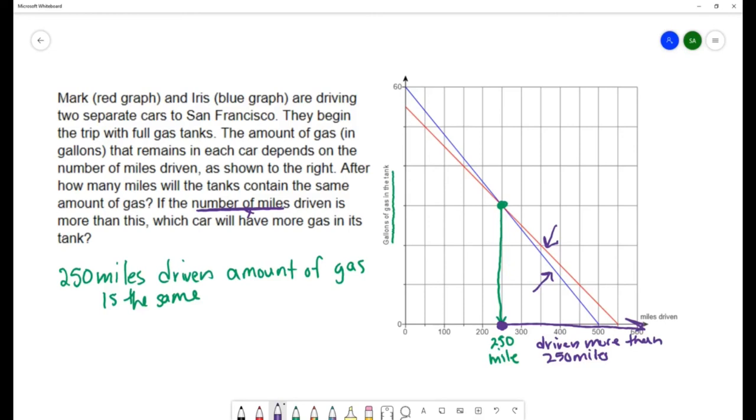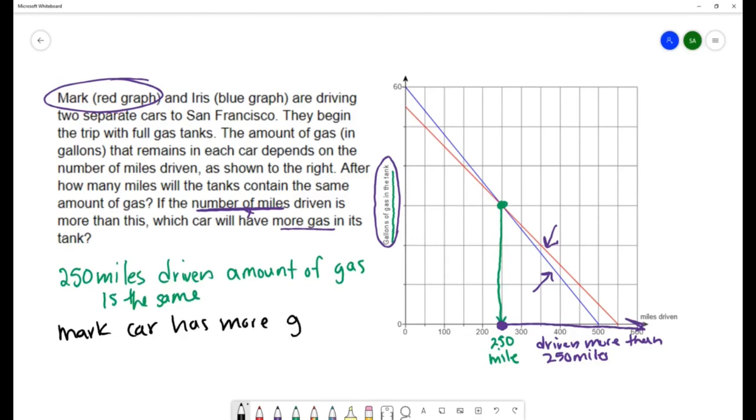you can see that the red graph, which is Mark, has more gas in the tank because it has a higher Y value. Remember, the Y part is the gallons in the tank. So Mark's car has more gallons of gas after 250 miles driven.